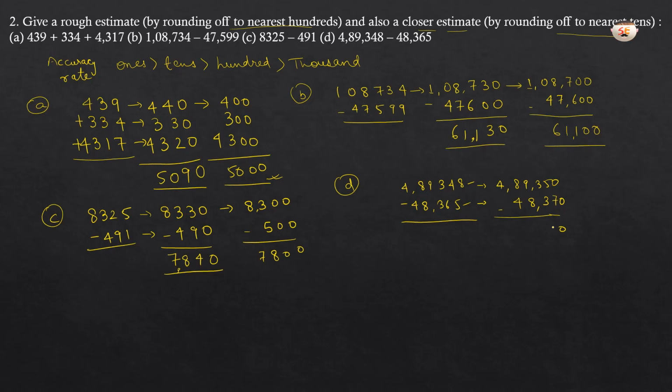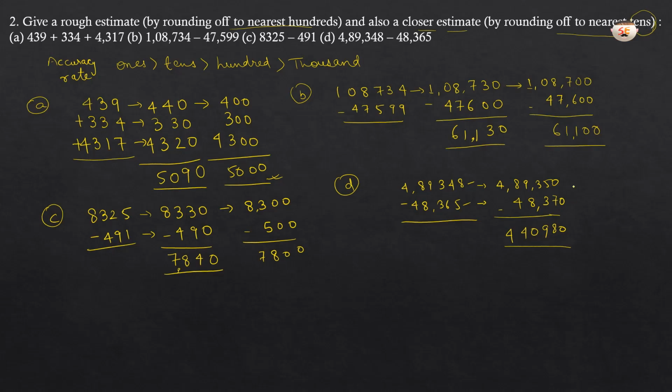15 minus 7, 8. Okay, this is now 12. 12 minus 3, 9. This is 9, 0, 4. And this is 4. This is the answer we will get by rounding off to the nearest tens.